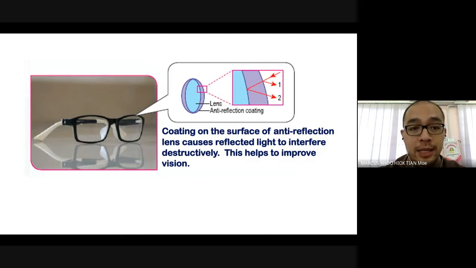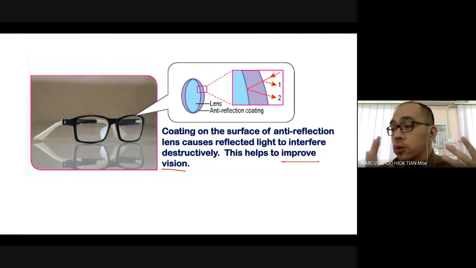Okay, people can see better. Wow, people can see better. Sorry, there are no notes of this inside your module.